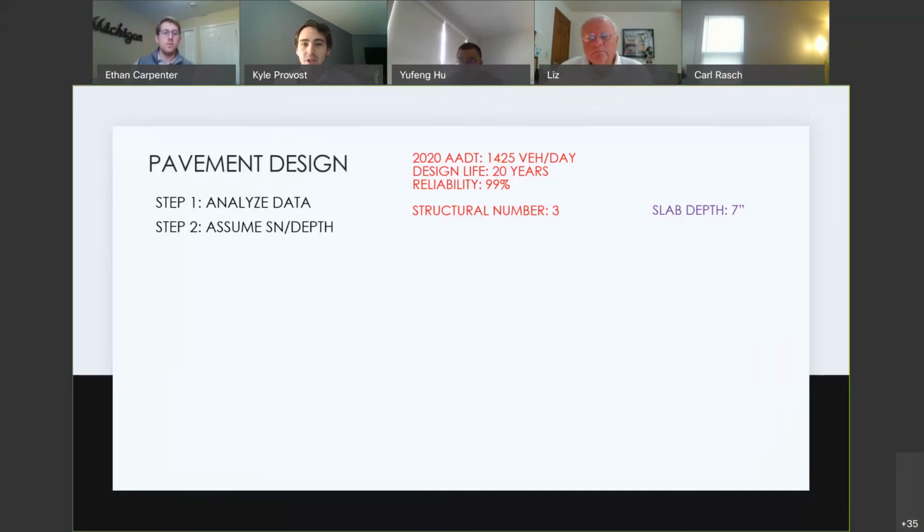With an adequate structural number and slab depth, we can now solve for our minimum typical cross-section depths. Using the table of recommended minimum thicknesses supplied by AASHTO and the depth equation, we determined a minimum HMA depth of 3 inches, an aggregate base of 6 inches, and a total subbase of 13 inches. The section for the concrete was determined as a slab depth of 7 inches, an ag base of 6 inches, and a subbase of 12 inches.